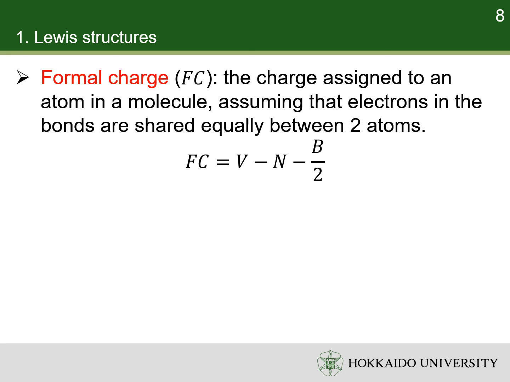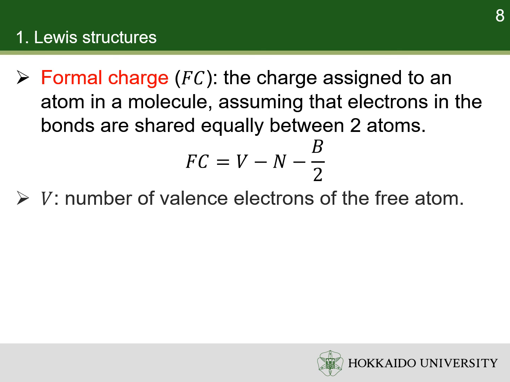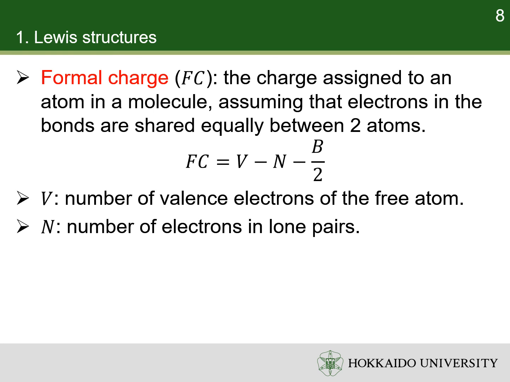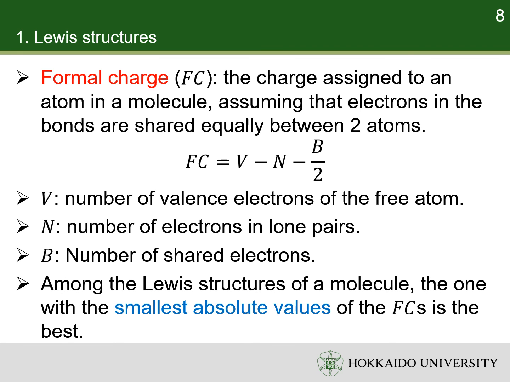It is calculated by the following equation, where V is the number of valence electrons of the neutral atom in isolation, N is the number of non-bonding valence electrons on this atom in the molecule, and B is the total number of electrons shared in bonds with other atoms in the molecule. Among all the Lewis structures of a molecule, the one whose atoms have the lowest absolute values of the formal charge is the best.